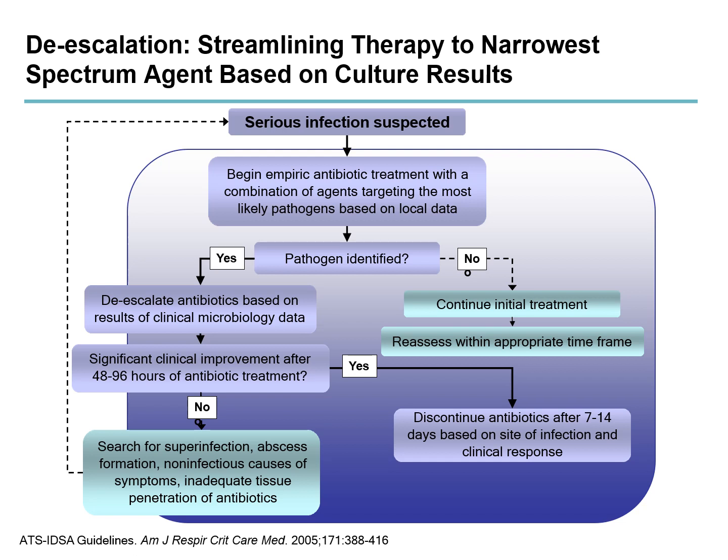So when a serious infection is suspected, begin empirical therapy. Once the pathogen has been identified, de-escalate antibiotics based on the culture and sensitivity results, and search for superinfection, abscess formation, and non-infectious causes of symptoms. If there is a significant improvement, discontinue antibiotics after 7 to 14 days of therapy. If there is no pathogen identified, continue the initial treatment and reassess at an appropriate time.